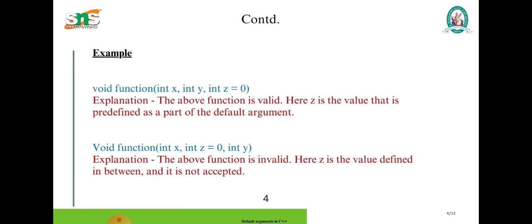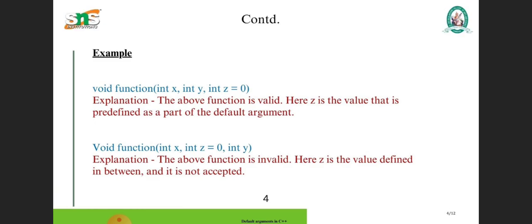Here int is the integer data type, z is the variable name, and the variable z has been initialized with the value 0. So the above function is valid because here the z variable is predefined as part of the default argument. Let us take the second example.